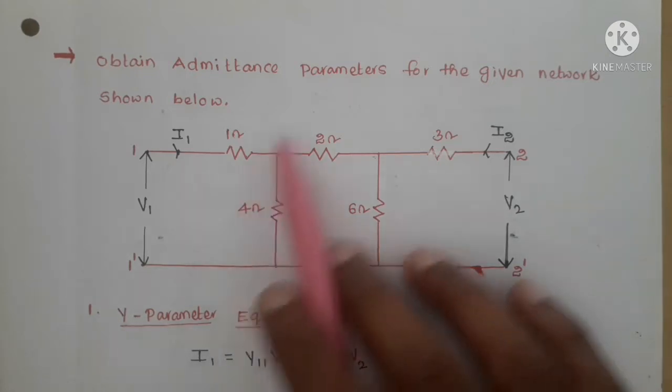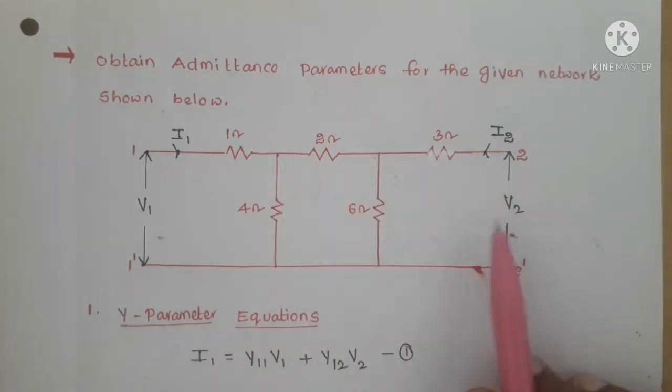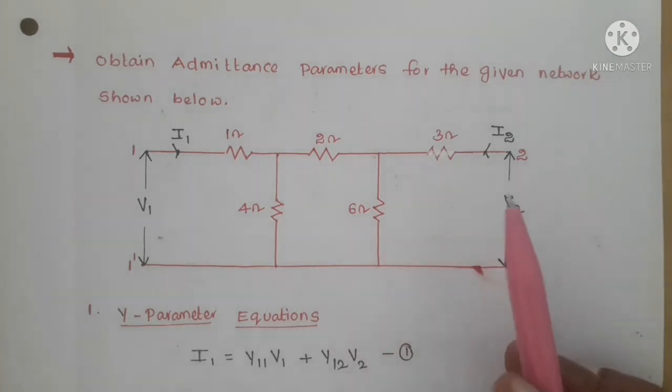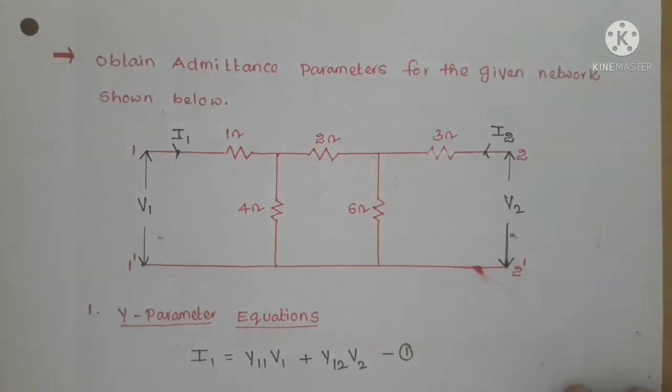So here there are only resistors in the two port network. There are no dependent sources and there are no energy storing elements. So for this two port network we have to find admittance parameters, otherwise called Y parameters.